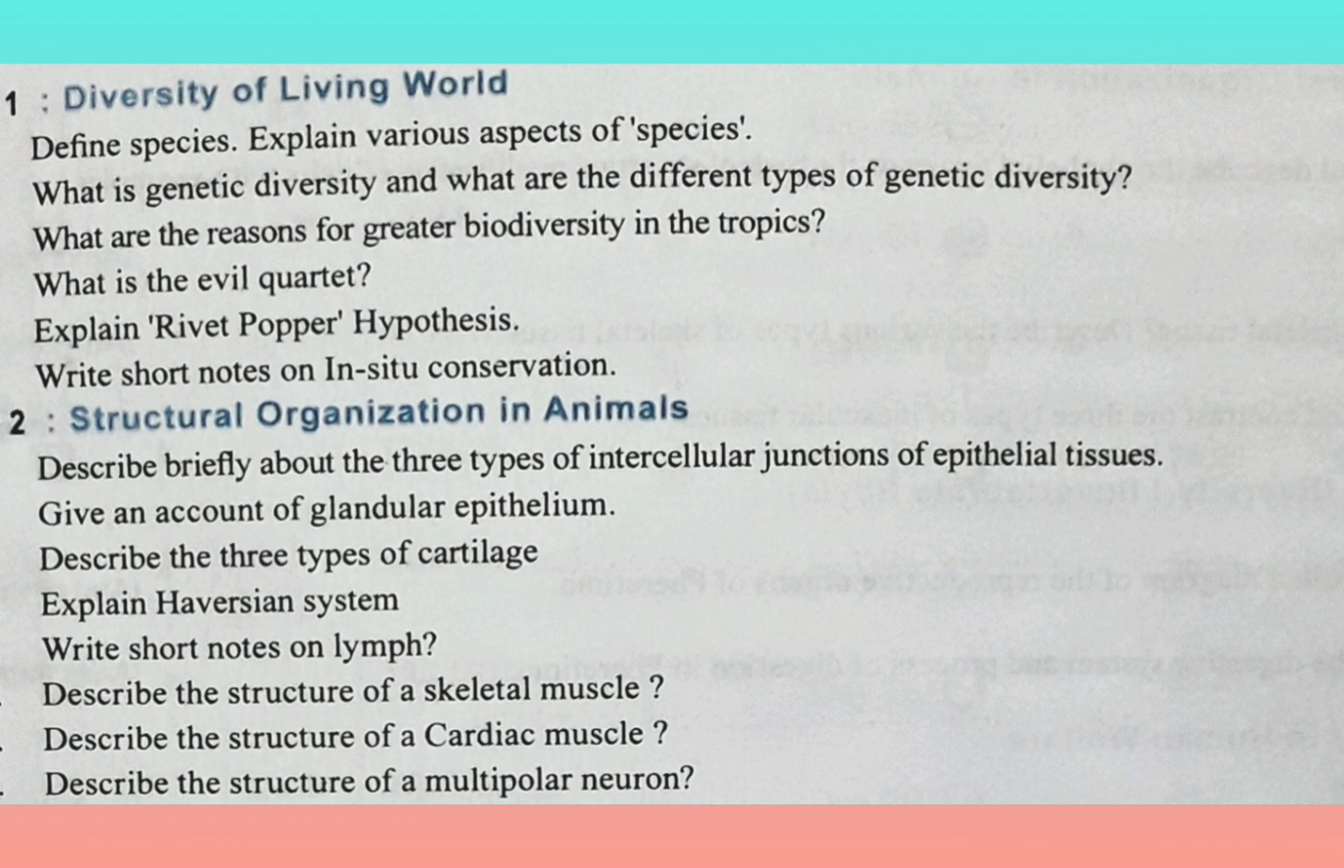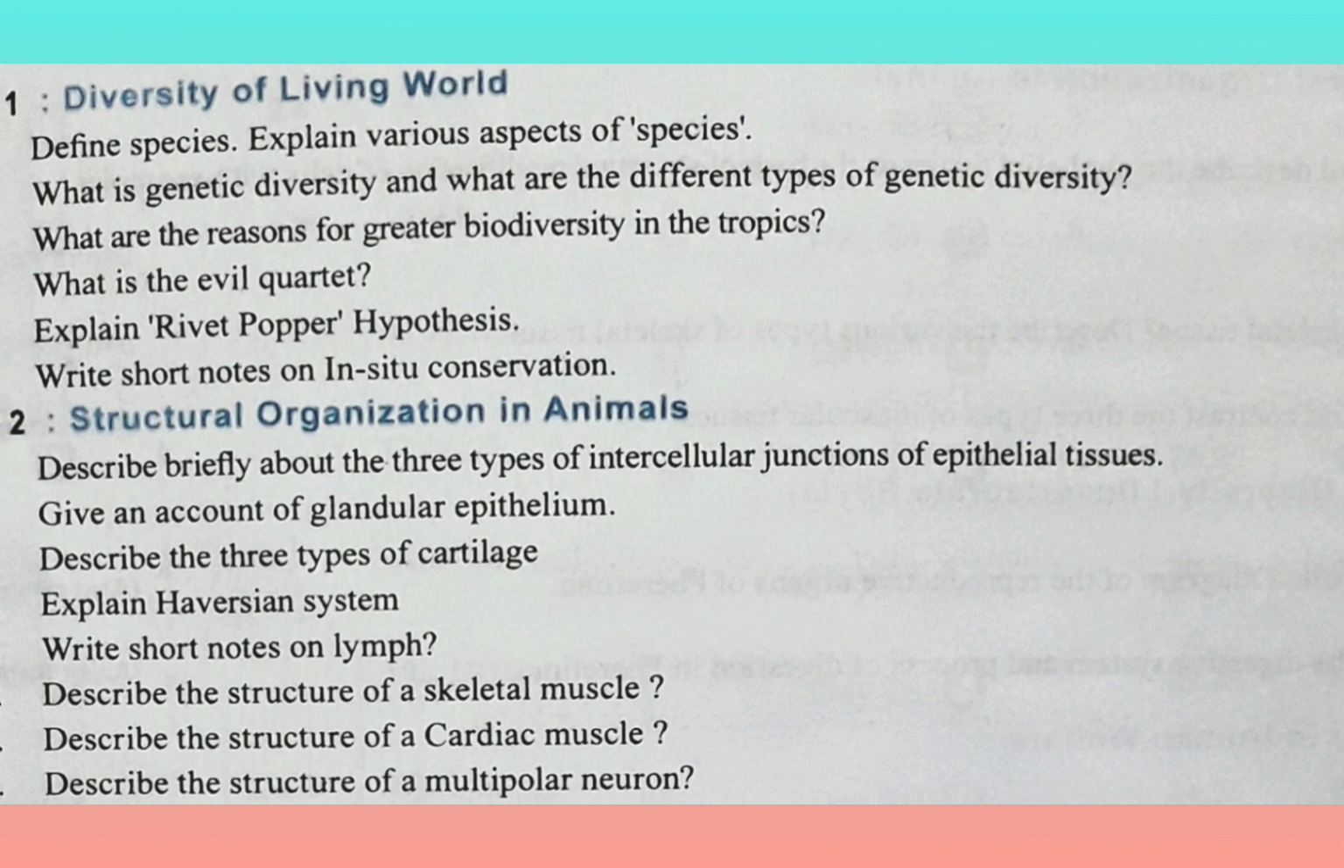First, define species, explain various aspects of species. What is genetic diversity and what are the different types of genetic diversity? What are the reasons for greater diversity in the tropics? What is the evil quartet? Explain Rivet Popper hypothesis. Write short notes on in situ conservation. So total from this chapter 6 are important.